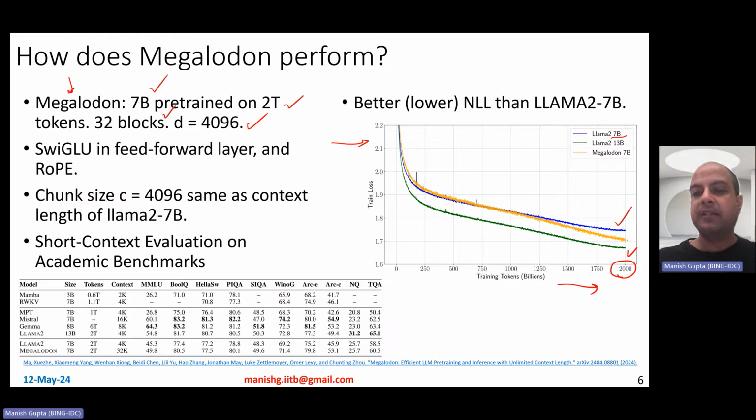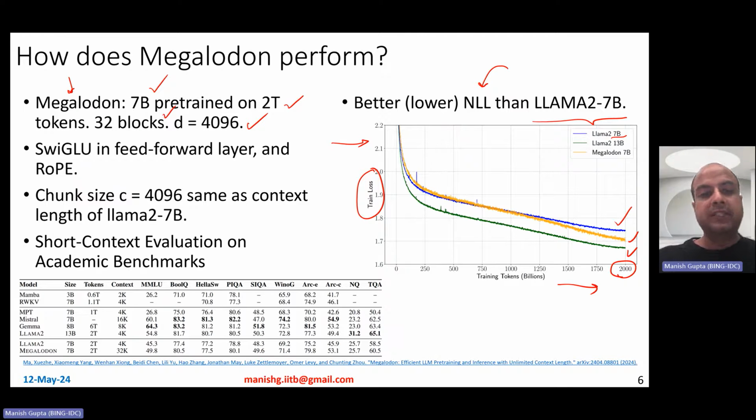They observe that their negative log likelihood, or the training loss, is between Llama 2 7 billion and 13 billion. So effectively, they are able to obtain better negative log likelihood than the Llama 2 7 billion model, with the same number of parameters as well as the same compute power or training tokens, right?